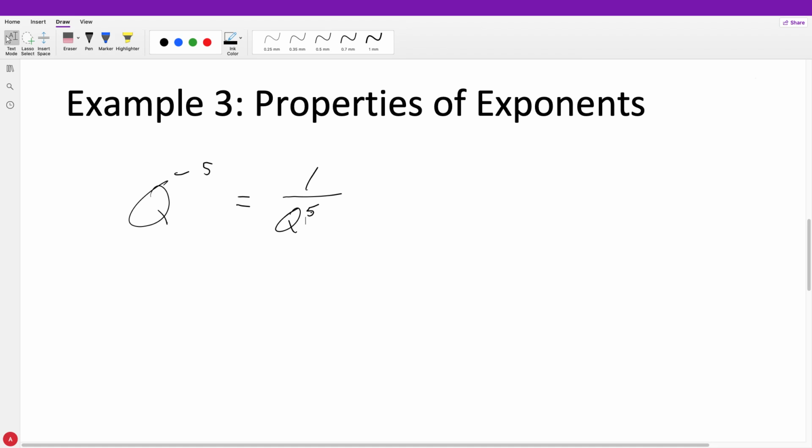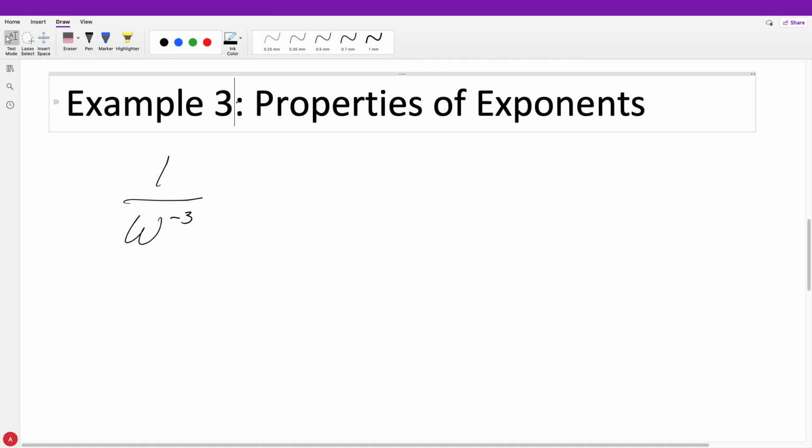So we identify where it is. We see the negative power, and that tells us it's switching its location in our fraction. If it was in the numerator, it drops to the denominator. If it's in the denominator, it moves up to the numerator. So once we see that, we have to identify where it's at right away. All right, let's move on to the next one.